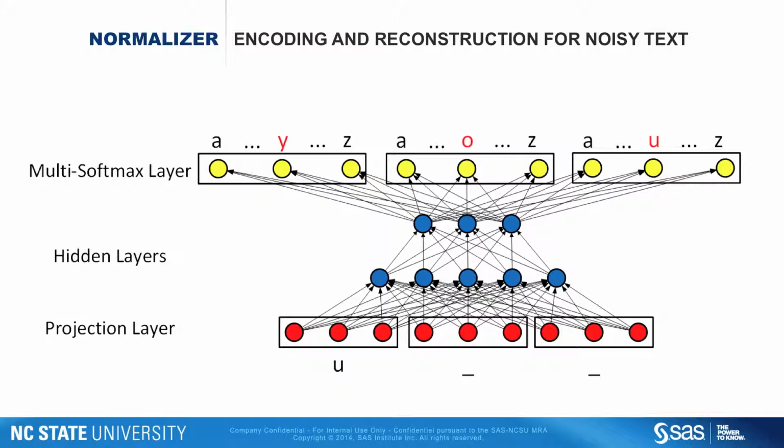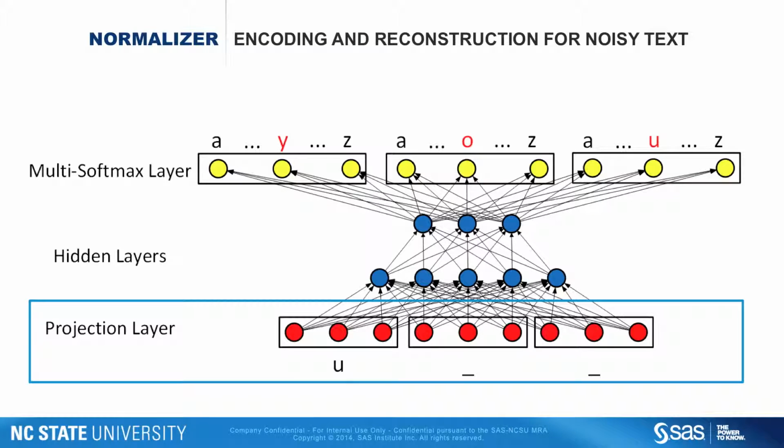So my model is basically a feed-forward neural network with a projection layer and a multi-softmax layer. So I'm going to talk about these one at a time. First, let me start with the projection layer.